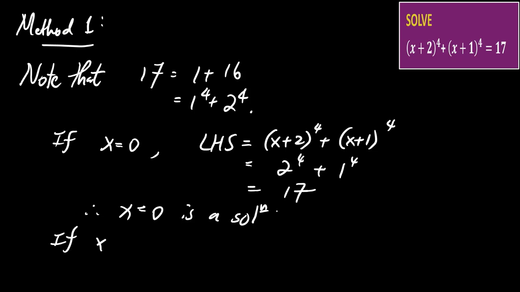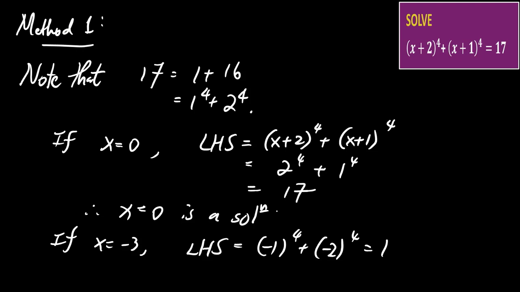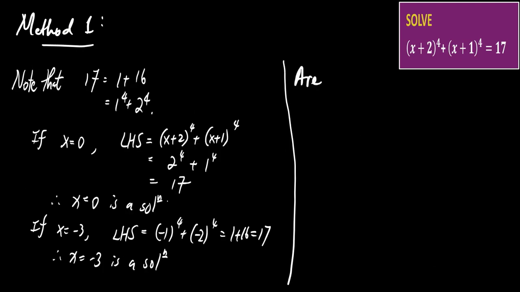Similarly, if x equals negative 3, the left-hand side equals (-1)^4 plus (-2)^4. And again, this is 1 plus 16 equals 17. Therefore, x equals negative 3 is a solution. These are the two obvious solutions, and the natural question is: are there any more? Are there any other real solutions to this equation?